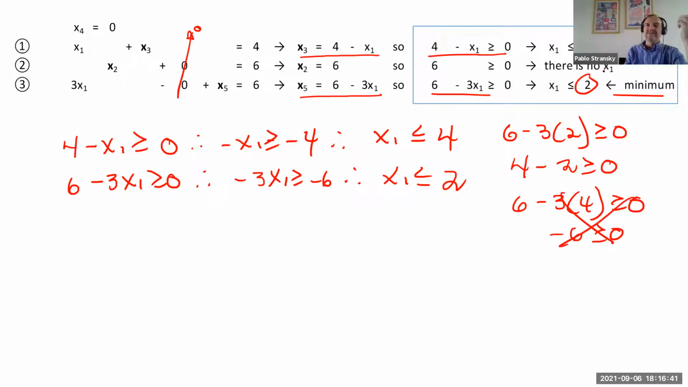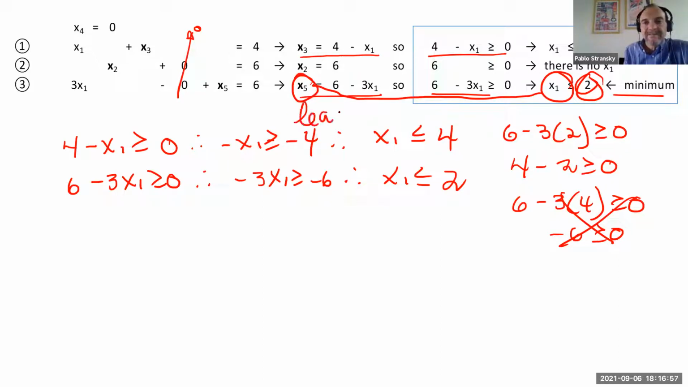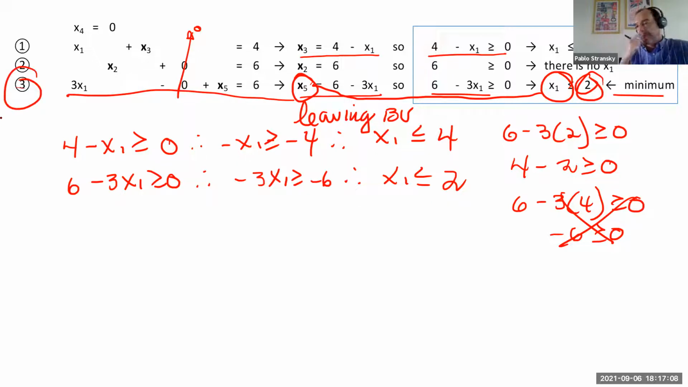We cannot use this one. So my minimum value that I can apply is 2. And this means that x1, by entering the basic variable, will be changing places now with x5. So this becomes my leaving basic variable. And I'm going to start working step 3 with equation number 3.